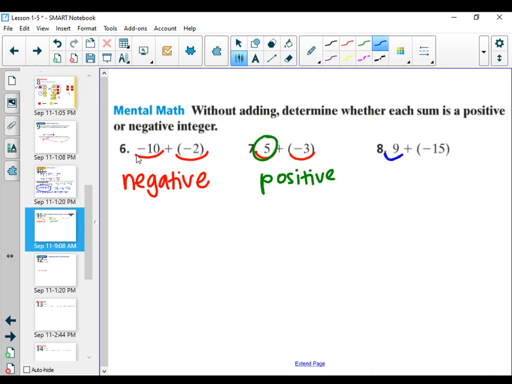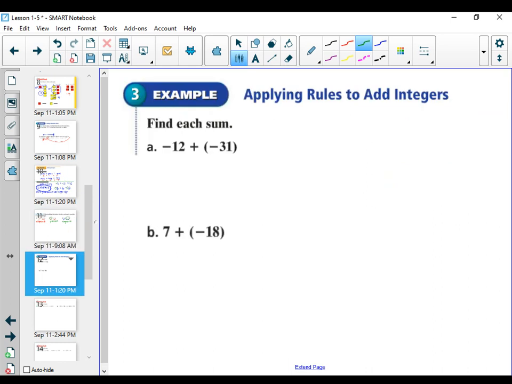Third one, +9, -15. They are different signs. I will subtract. The negative has more, so my answer will be negative. I really need to know that for when I get these bigger numbers.